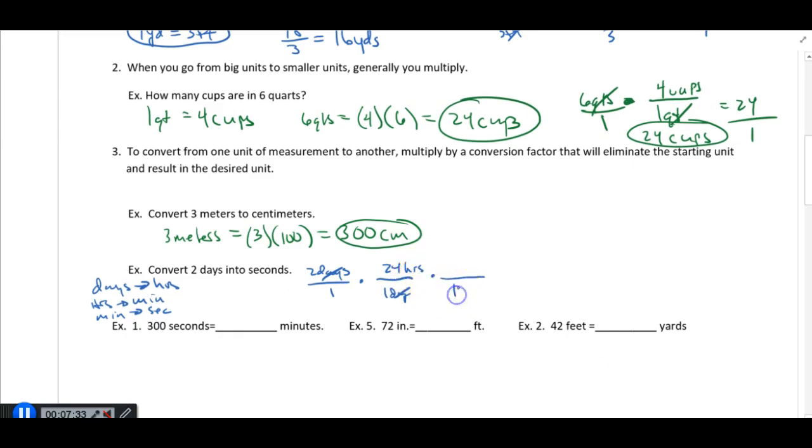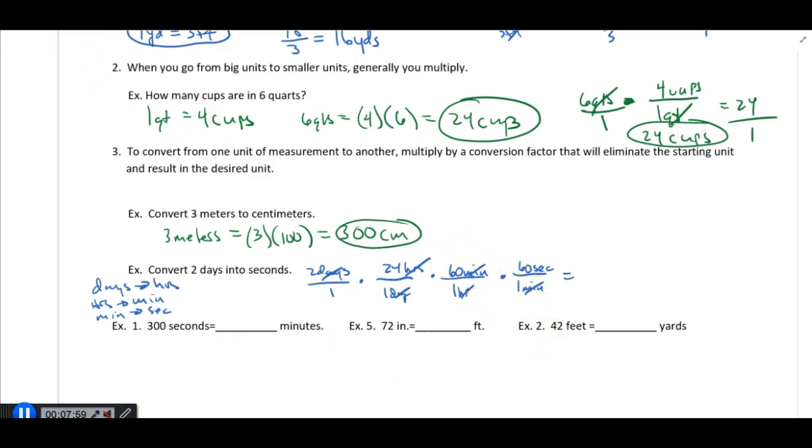So I know 1 hour is equivalent to how many minutes? 60 minutes. Now hours cancel out. Times, now I want to cancel out minutes. What do I know about minutes? I know 1 minute is equal to 60 seconds. So right away, if I look, the minutes will cancel out.